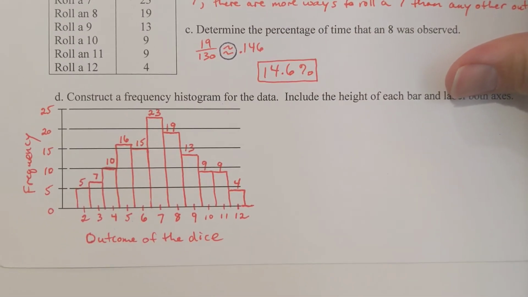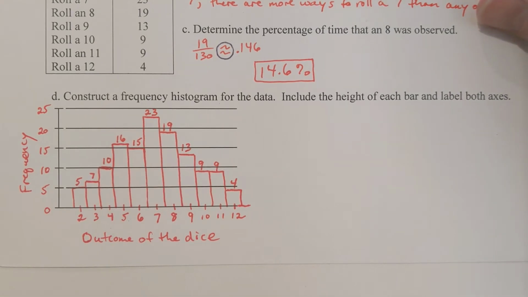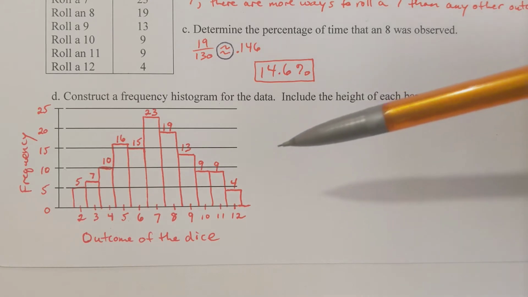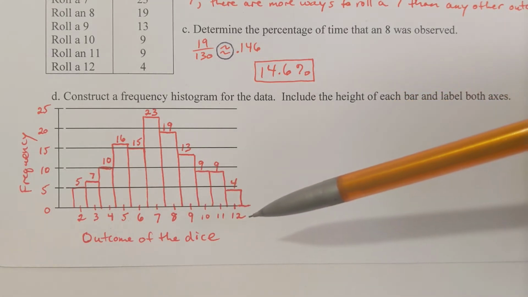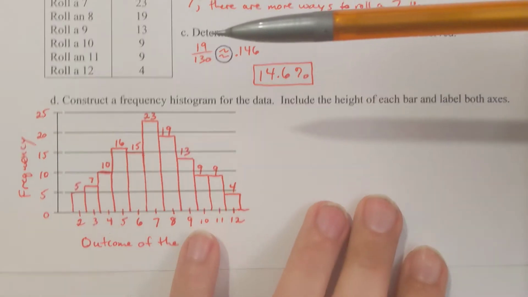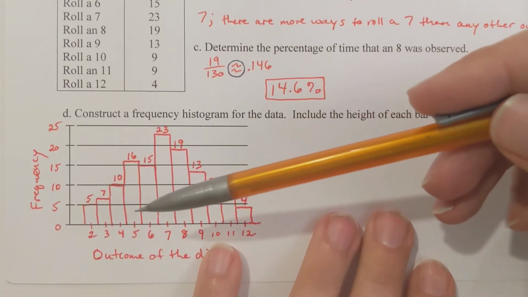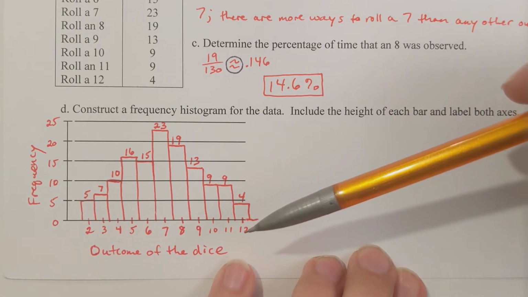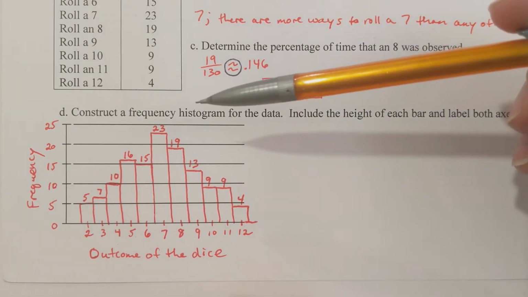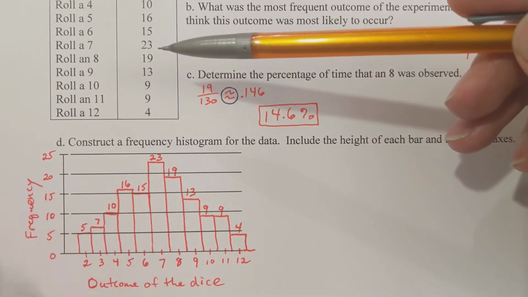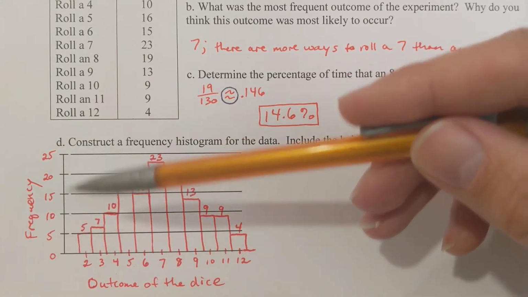Part D is where they want us to construct a frequency histogram for the data, include the height of each bar, and label both axes. Well, let's see here. I've got my outcomes of the dice, which are given to me in the distribution. I roll a 2, roll a 3, roll a 4, all the way up to rolling a 12. And then I'm creating a frequency histogram. Now the largest frequency listed here is 23, so I'm going to need a scale that includes at least 23 in it.